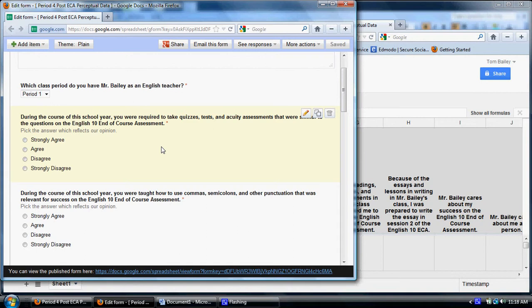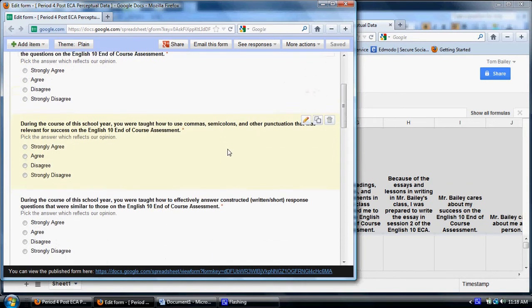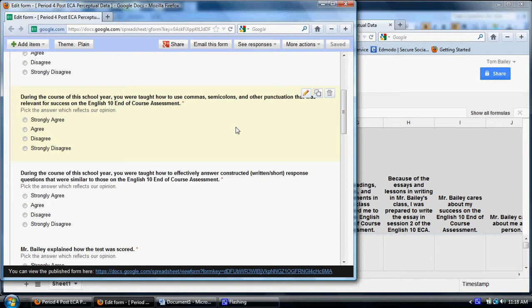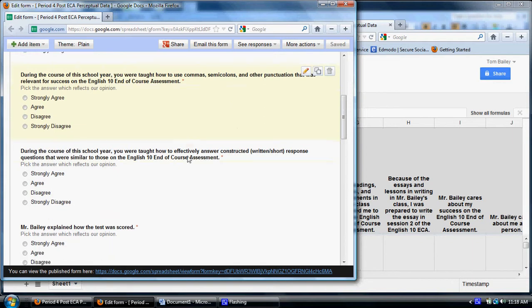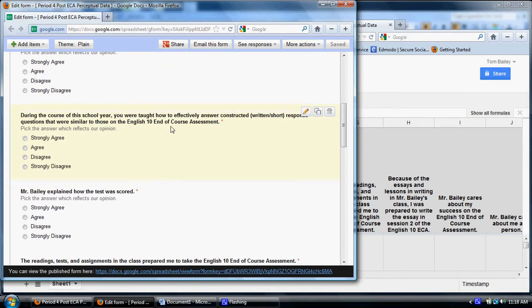Because really, they shouldn't be able to get an A in your class and then not pass the test. So we're trying to make sure that the test and what we're doing in class are synergistic, that they come together. During the course of this school year, you were taught how to use commas, semicolons, and other punctuation, which, by the way, there are questions on the ECA in the writing part. So I was making sure that what I had done in the course of the year prepared them for that part.